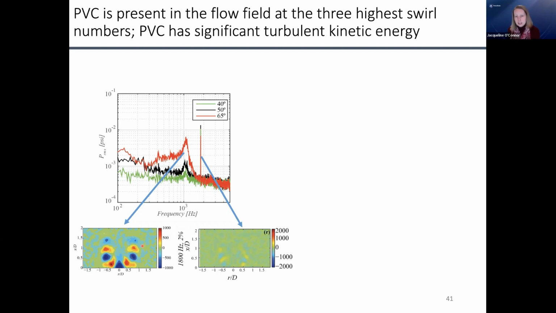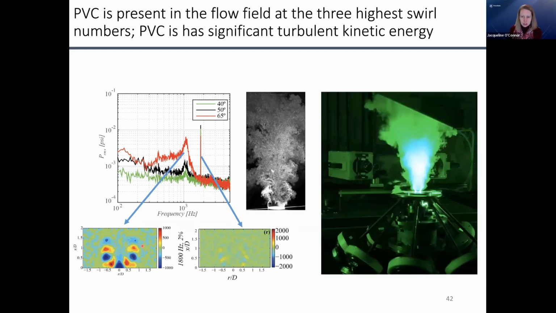We were getting a precessing vortex core, which is a very common instability in swirling flows where that big recirculation zone precesses around the central axis, creating a coherent oscillation. So hopefully this video works. This thing screams. Its instability, as you can see, is at about 1,000 hertz. And this is what it sounds like in real life.